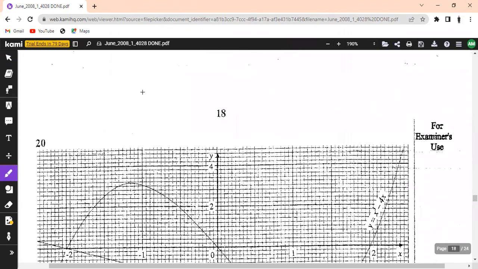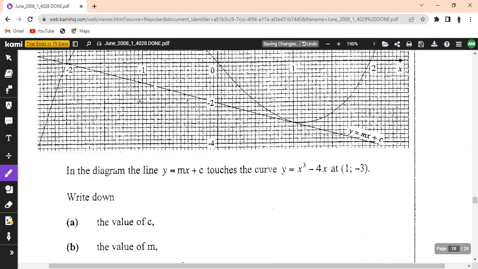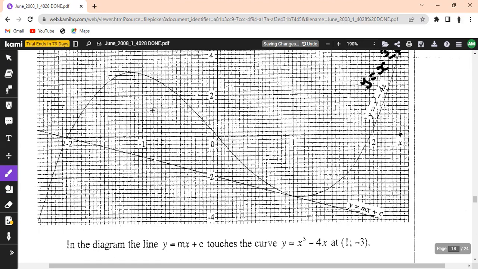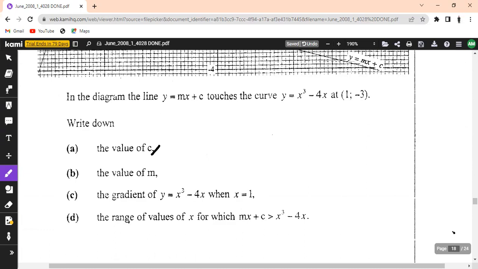That's the condition. And let's see, they were given a cubic function of y is equal to x cubed minus 4x. So that's our cubic function. And the straight line of y is equal to mx plus c. So the first question is to find the value of c, which is on this line, y is equal to mx plus c. This is the line. So as you can see, the line crosses the y-axis at -2. Remember, c is the y-intercept. So that is your y-intercept here, c. That's -2. B, the value of m. Remember that m is the gradient.